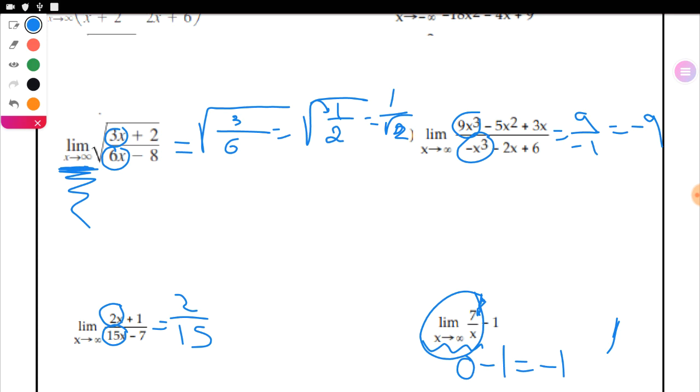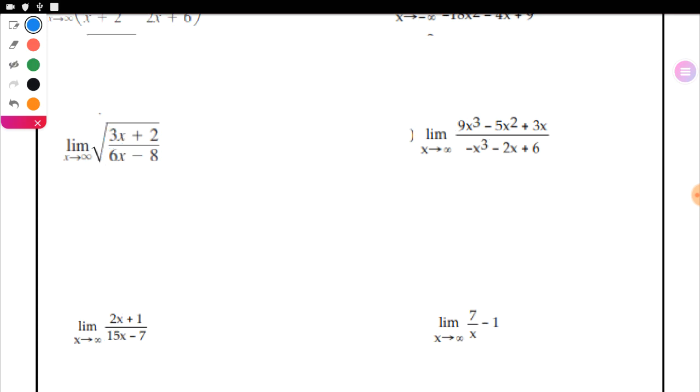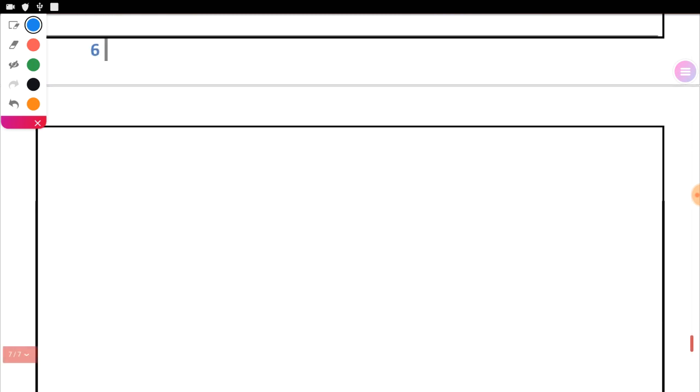Or as x becomes large, any number over it gives you what? 0. Okay?